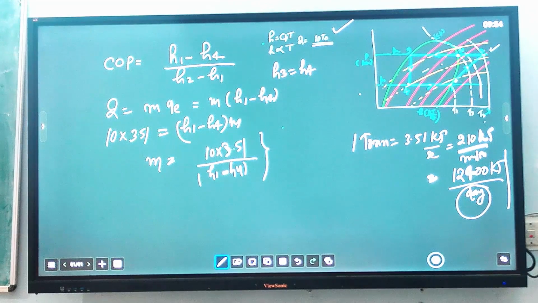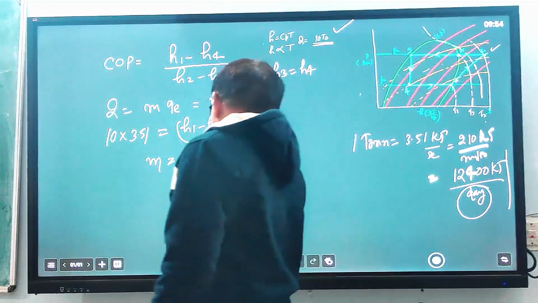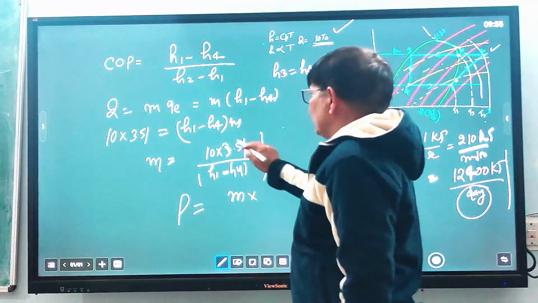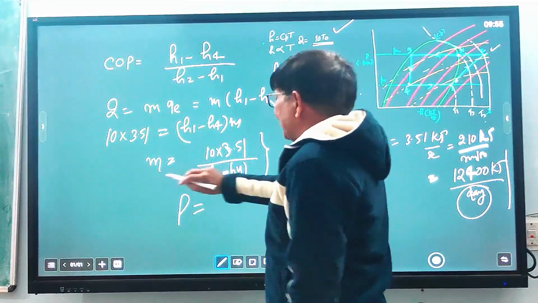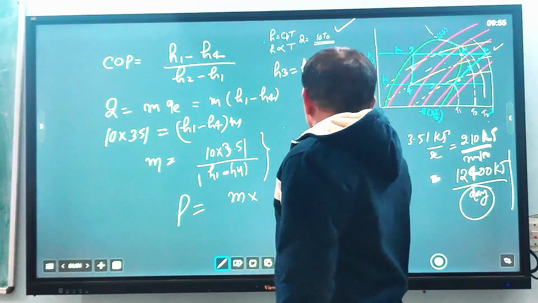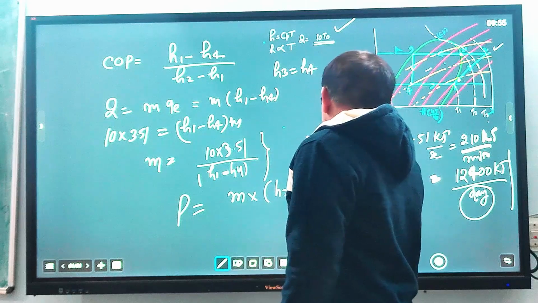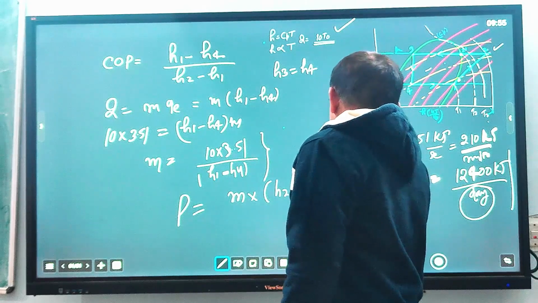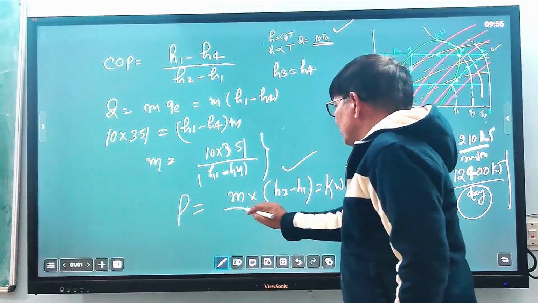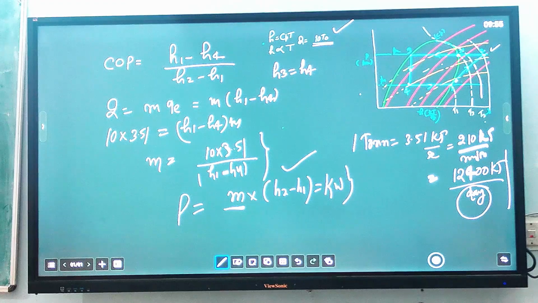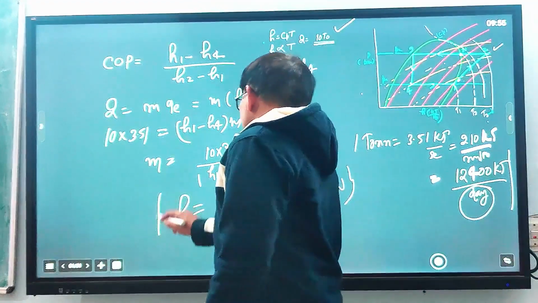Next, what you have to calculate, this is the mass flow rate. You can find out the theoretical power of the compressor. So power of the compressor you can find by P equals M, the mass flow rate, into (H2 minus H1). We have used kilojoule per second, so directly you can put the value here. That power will be in kilowatt, because both values are in kilojoule per second.